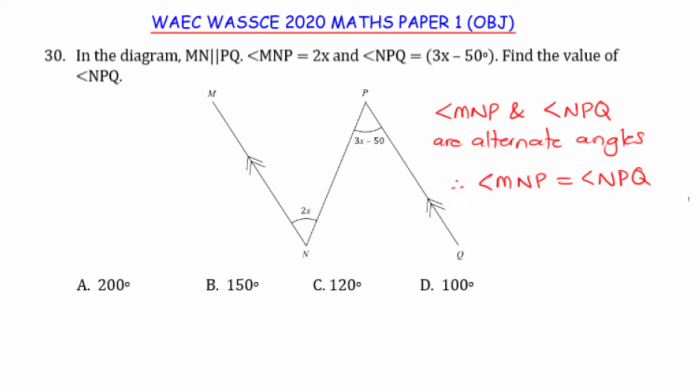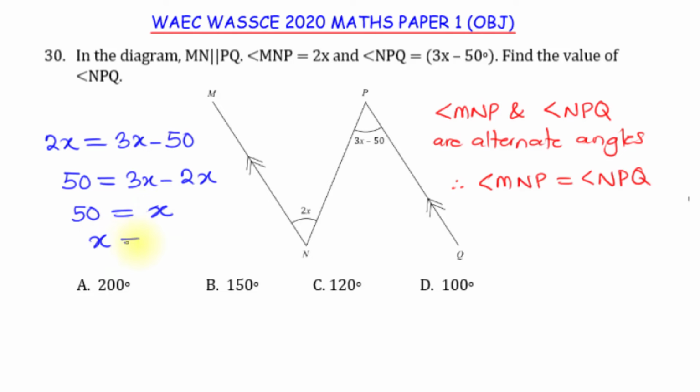And now that they are equal means that what is MNP? That's 2x. And what is NPQ? That's 3x minus 50. So if you are to just collect like terms, take minus 50 here and take 2x to the other side, you can just say that means that 50 is equal to 3x minus 2x, and 3x minus 2x is x, so 50 is x, or we can say our x is 50 degrees, okay.